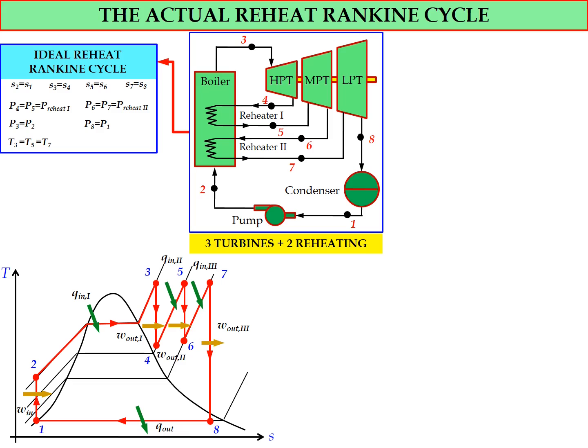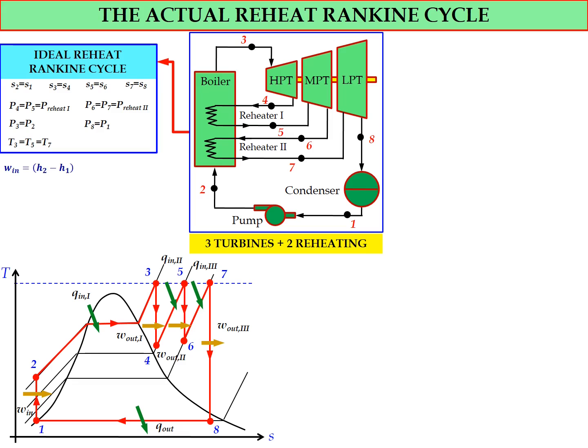And in terms of temperature after the reheating process, the temperature normally will be restored to the same as the temperature at the inlet of the first turbine. So for the ideal reheat Rankine cycle, T3 will be equal to T5, equal to T7.